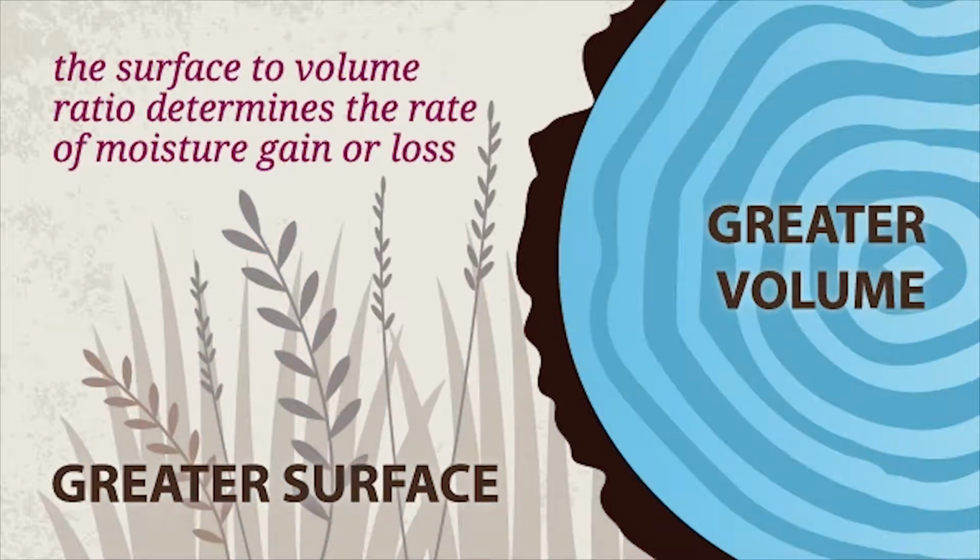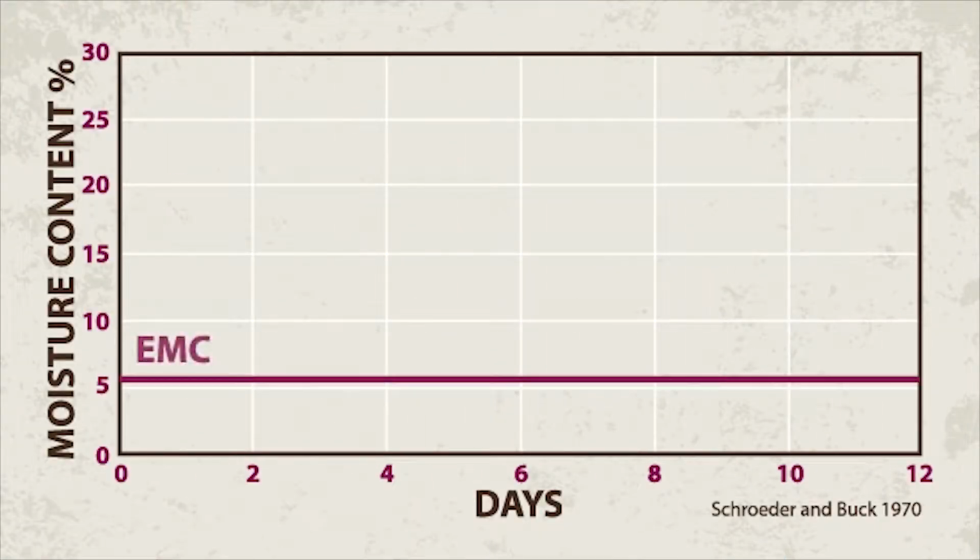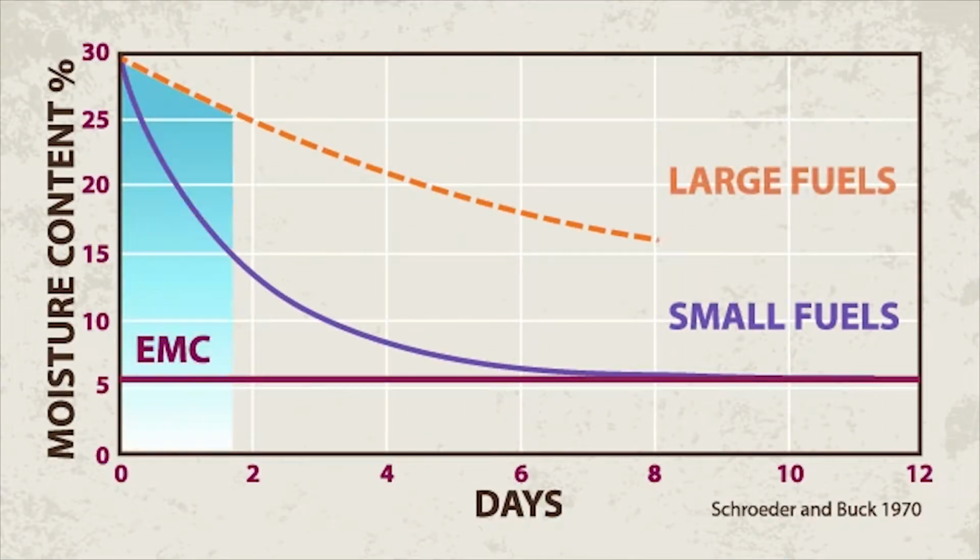Water near the surface of any fuel can be evaporated fairly easily, but it requires more energy to evaporate water from the center of a fuel, especially in larger size class fuels. Heavy fuels have a much longer time lag and generally will never reach their EMC due to constantly changing conditions.